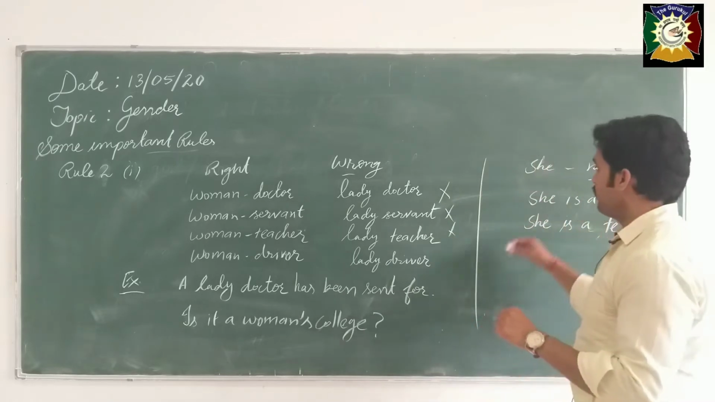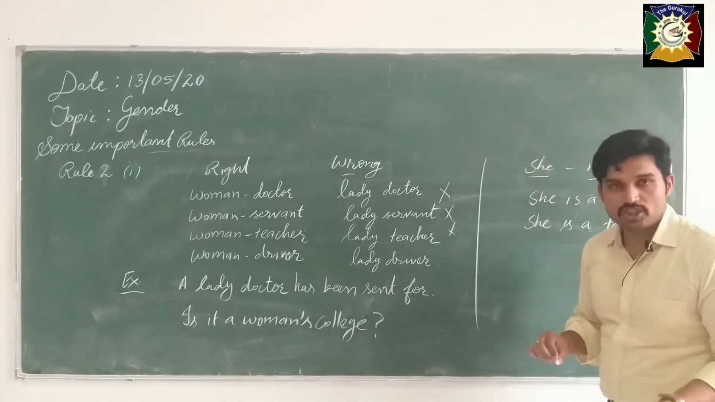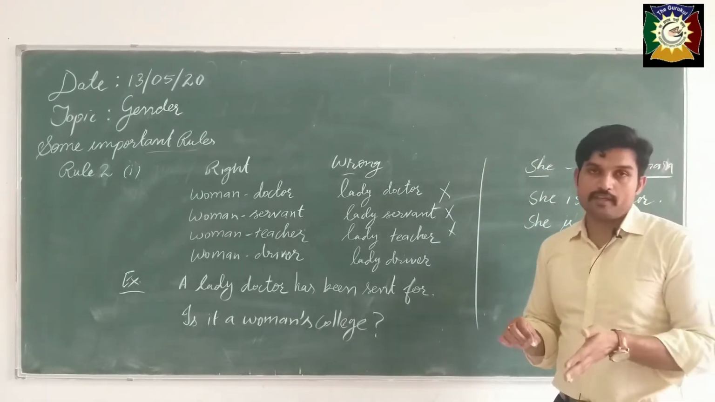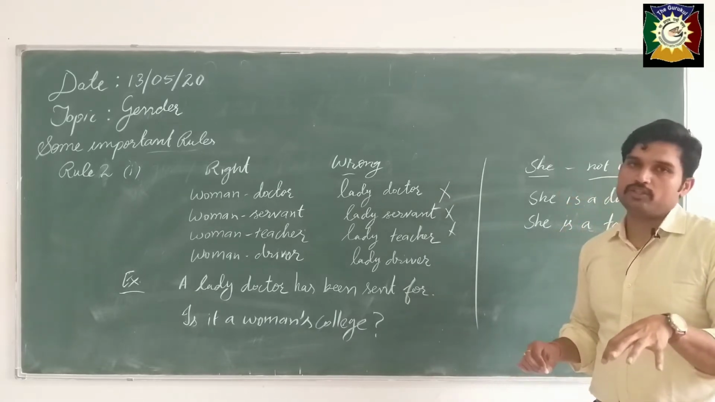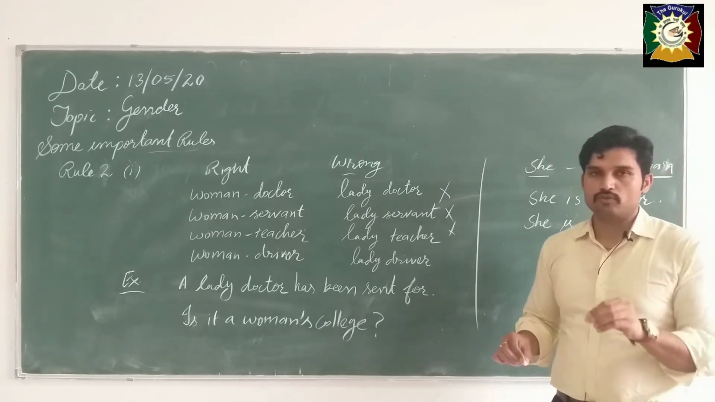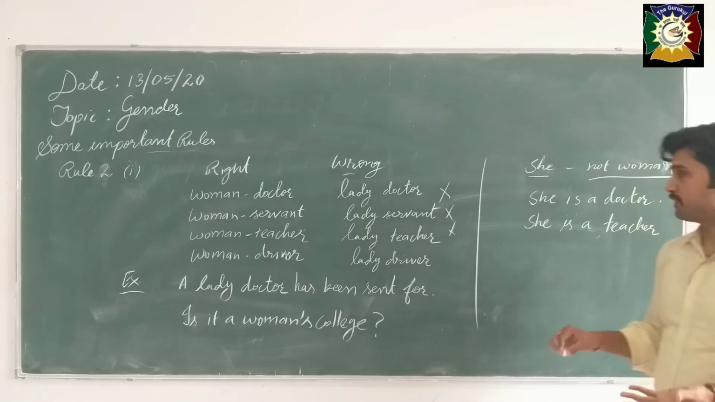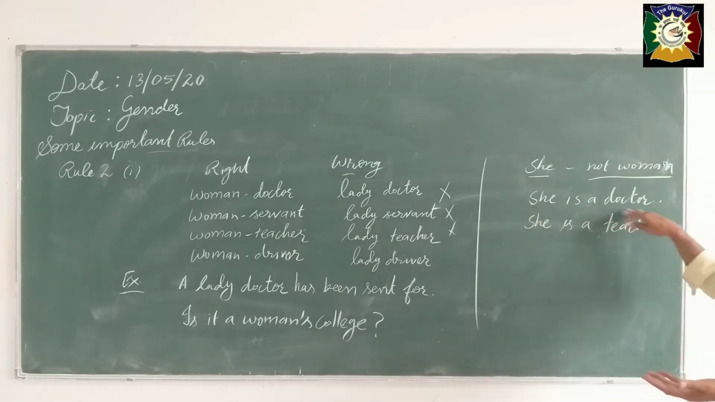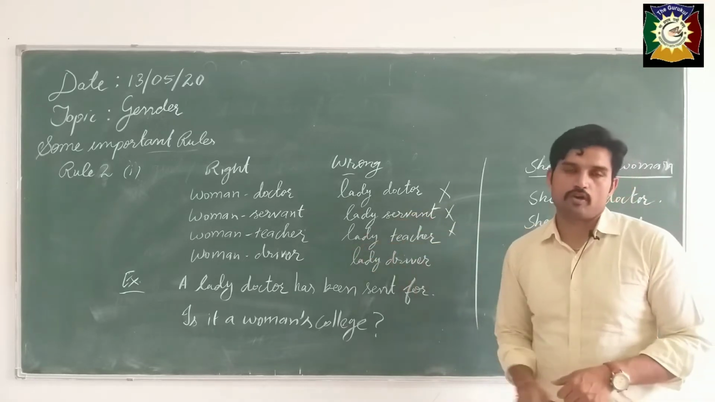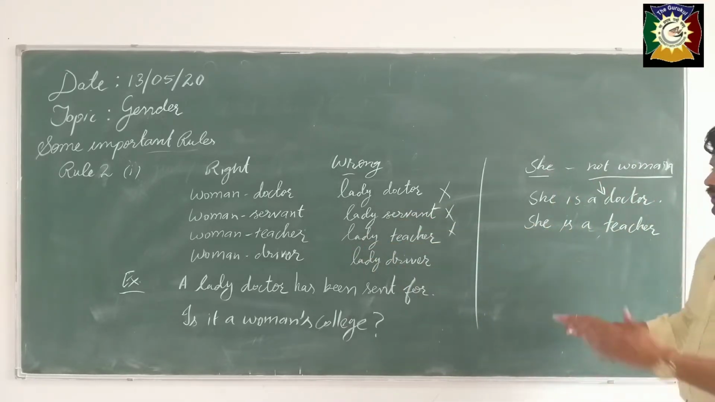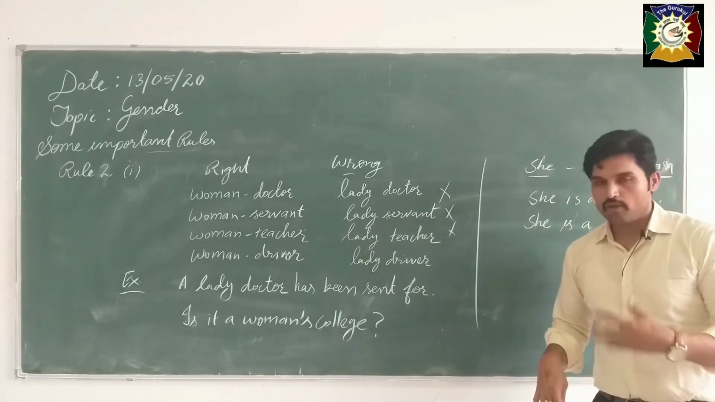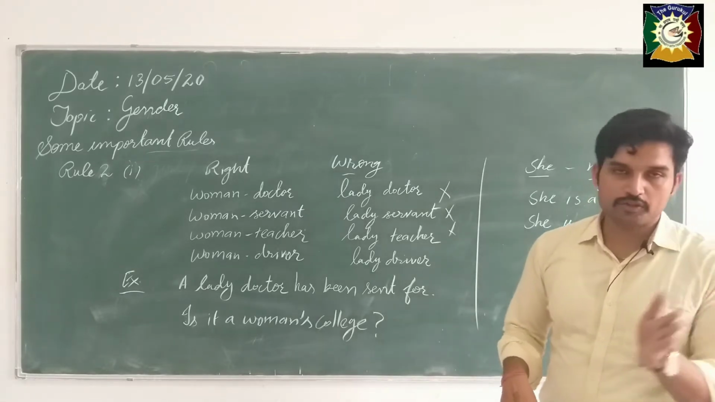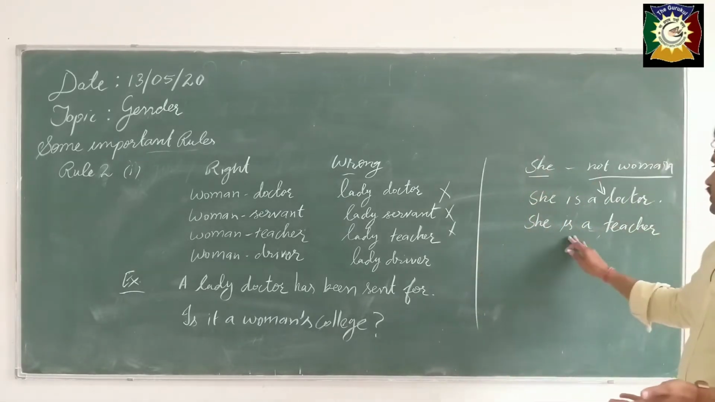Next, when you have used she, which is for a female, do not mention lady or woman. You directly say, for example, she is a doctor. Here there is no need to mention woman doctor, right? In the same way, you know somebody is your teacher. When you know somebody, you know either he or she, so you say she is a teacher.